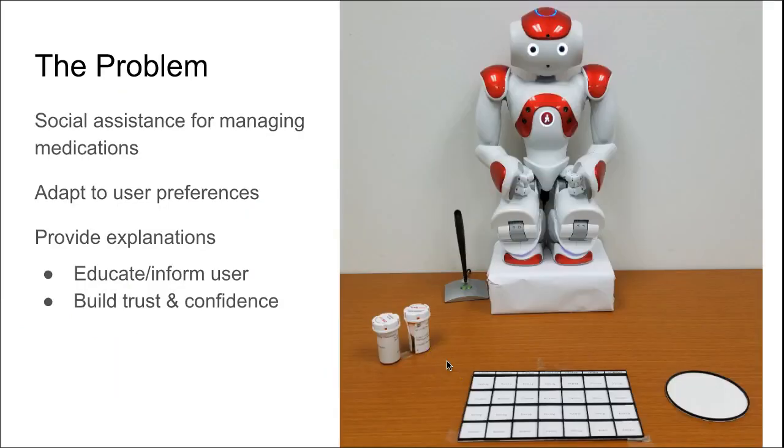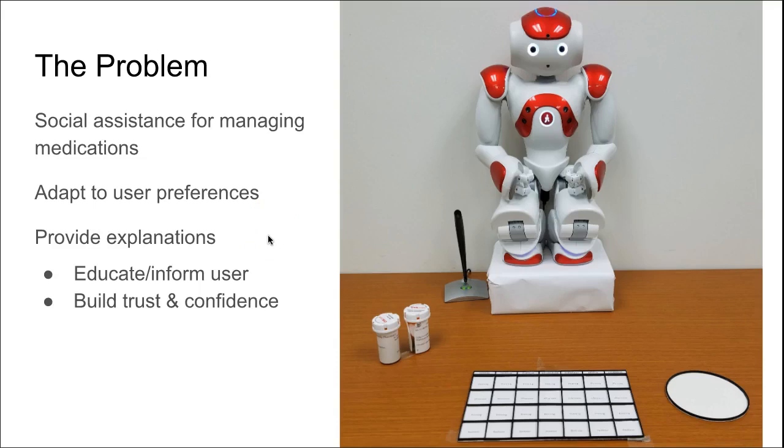So the problem that we're looking at is, how can we have a social robot that's able to provide some sort of assistance while managing household activities such as managing medications? And important in this is that we want the robot to be able to adapt to the user preferences. Also, the robot needs to be able to provide some sort of explanations.